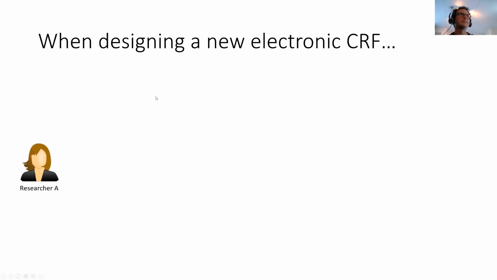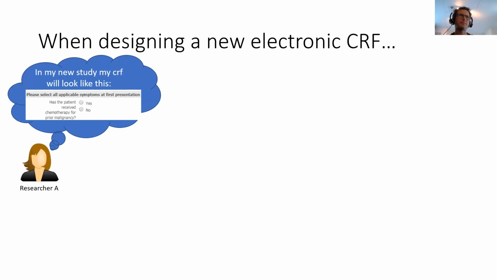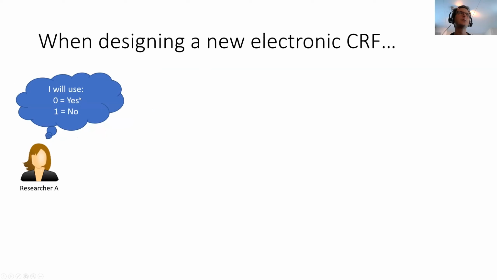So the use case. Let's say you have this researcher, and this researcher is starting a new study, and she's designing a case report form. She adds one question to it: has the patient received chemotherapy? Two options, yes and no. And she will use the codings 0 is yes and 1 is no.